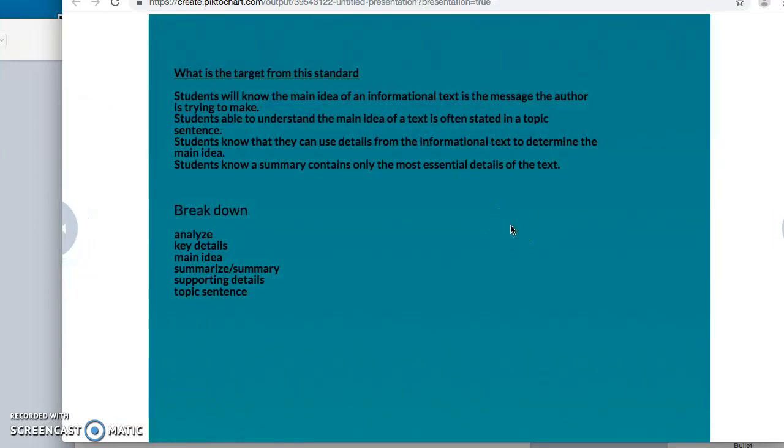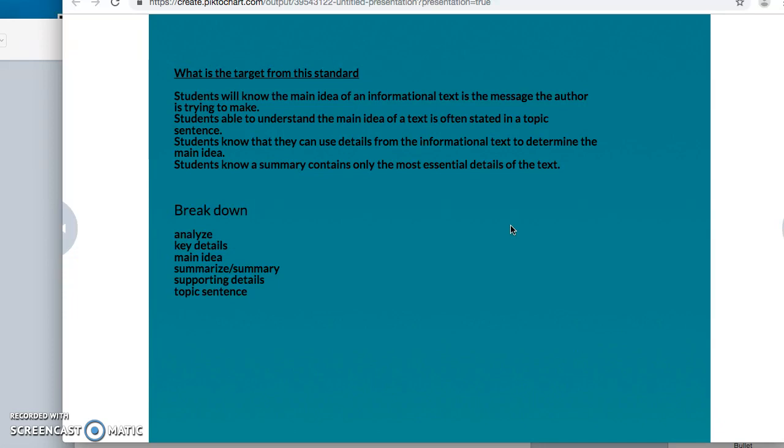So what is the target from this standard? We know that students will be able to know the main idea of an informational text is the message the author is trying to make. Students are able to understand the main idea of a text is often stated in a topic sentence. Students know that they can use details from the informational text to determine the main idea. And students know the summary contains only the most essential details of the text.